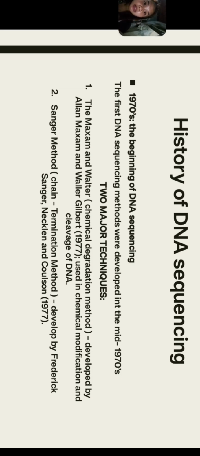Second, the Sanger method, the chain termination method, developed by Frederick Sanger, Nicklen, and Coulson in 1977. It stops the DNA chain at specific bases to figure out the sequence. It is safer, easier, and more popular than Maxam-Gilbert. In the 1970s, DNA sequencing started. Maxam-Gilbert was a chemical method, tricky and dangerous. Then Sanger's chain termination was easier and widely used.